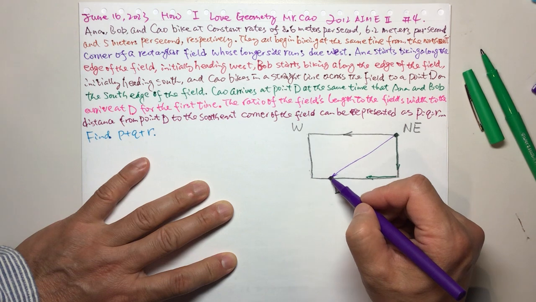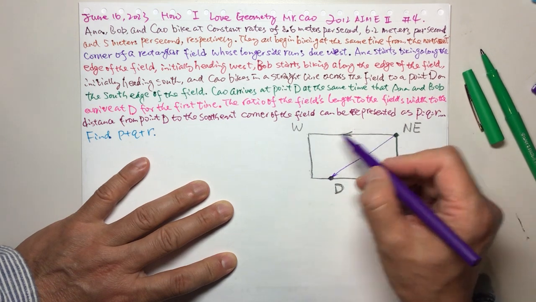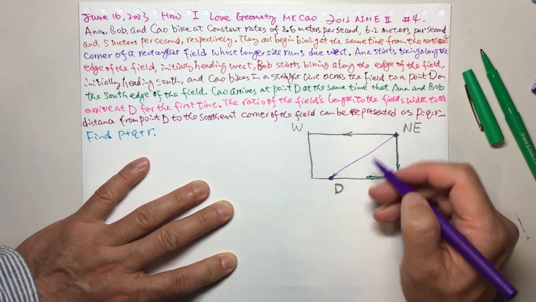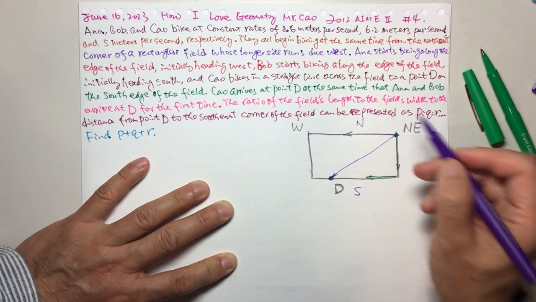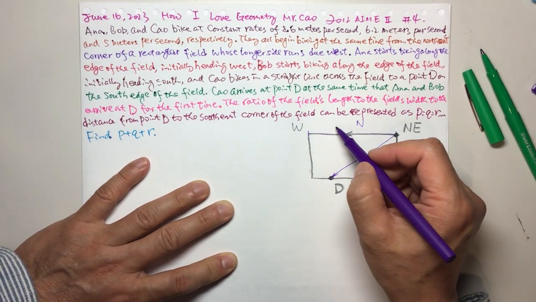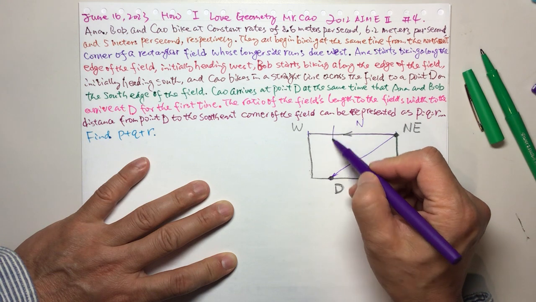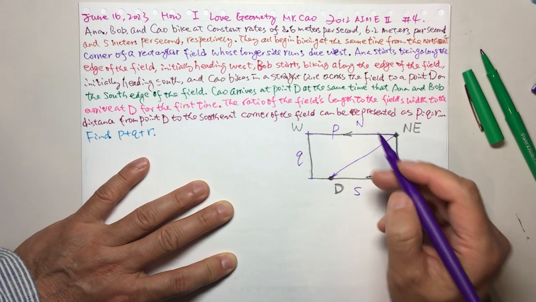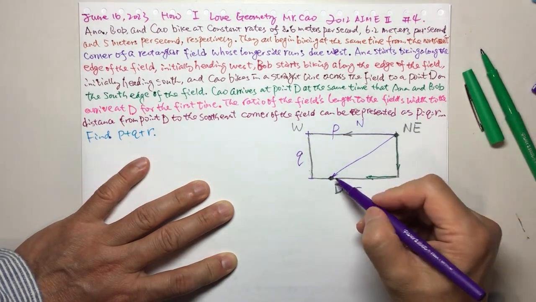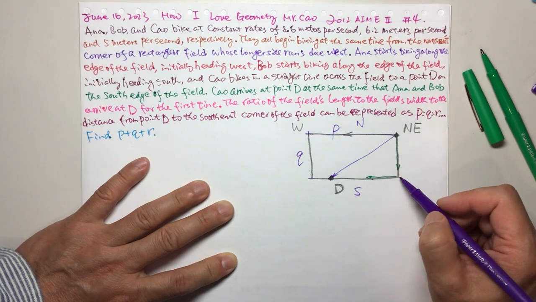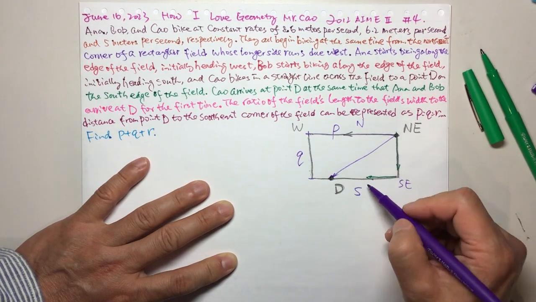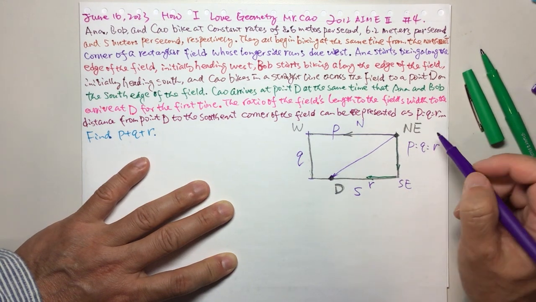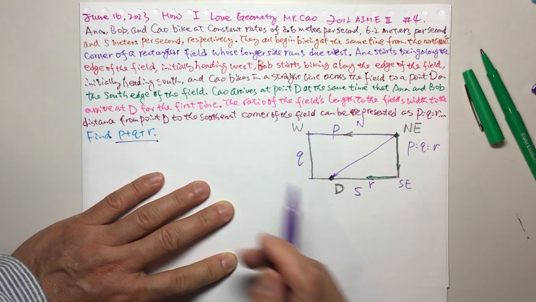The longest side of this rectangle is east-west, and the ratio between the sides: this is P, and from north to south is Q. The problem tells us that from D to the SE corner, the distance between them is R. So the ratio is P to Q to R, and it asks us to find P plus Q plus R.